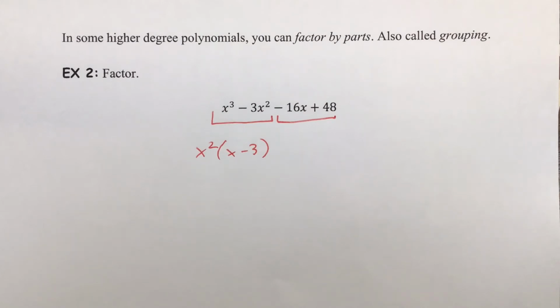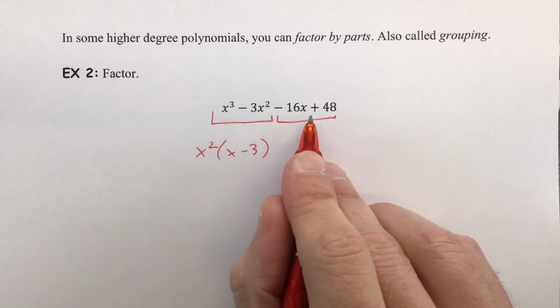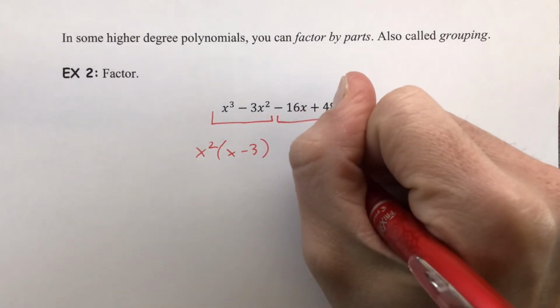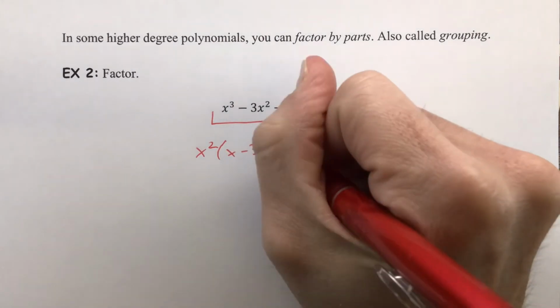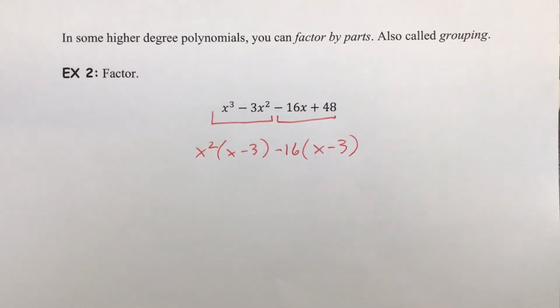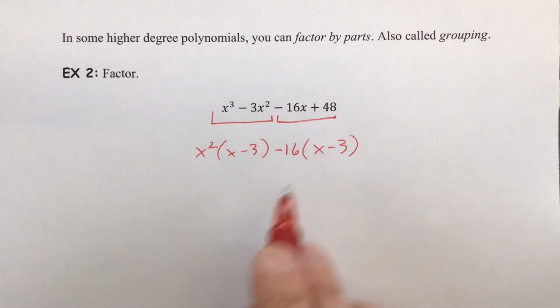And then if everything's going to work, if this is actually going to work out, we're going to be able to factor out a GCF here so that it leaves behind the same thing that the other one left behind. Okay, and what we can divide out here would be negative 16. Positive 48 divided by negative 16 is going to give you that negative 3.